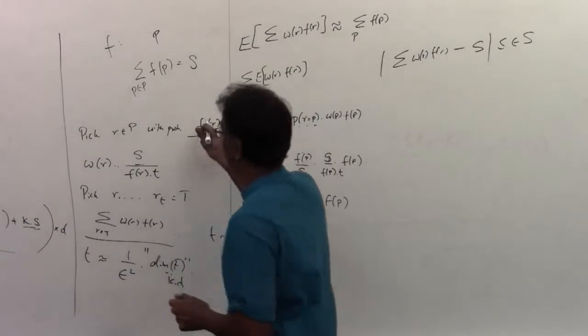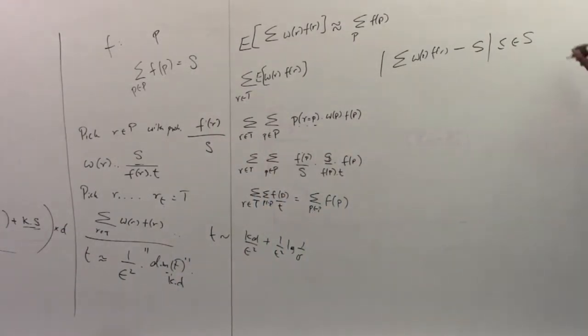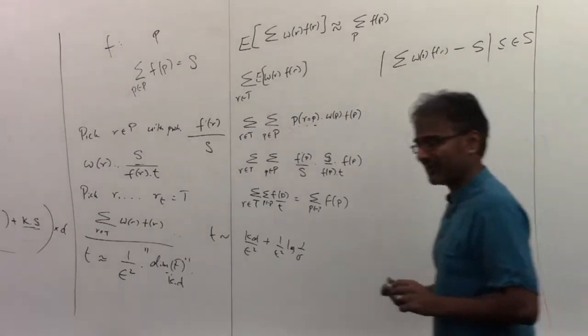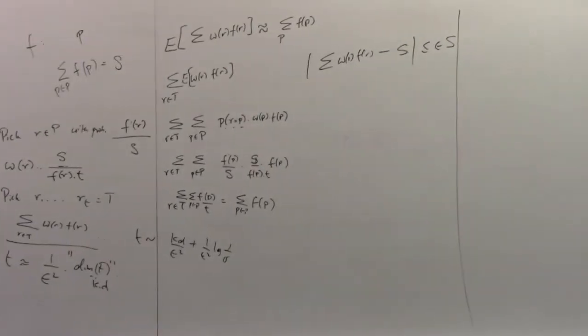I'm not done yet. I haven't told you what f of r is going to be. Let f of r be some magic function. So how do I pick f of r? And here's where the information from the other nodes comes in. Oh, we can approximate it.